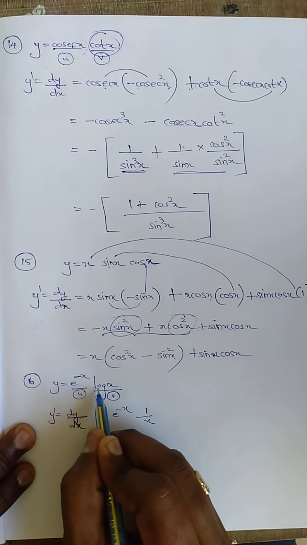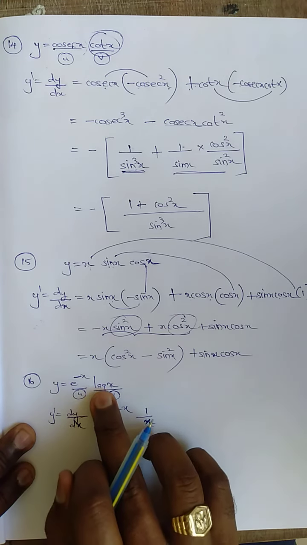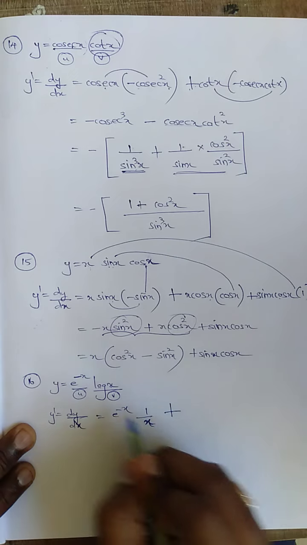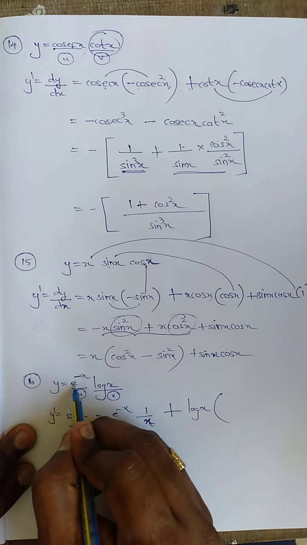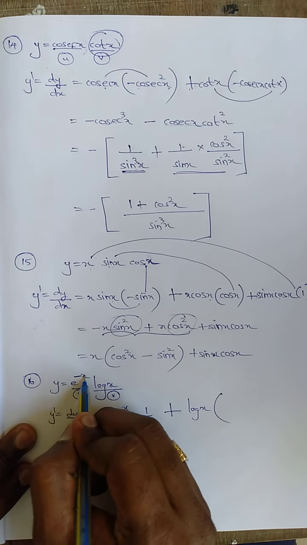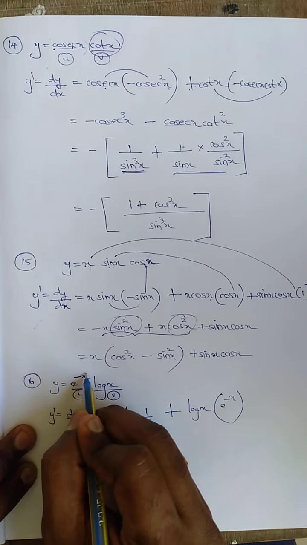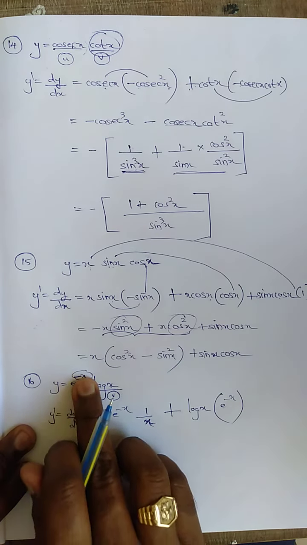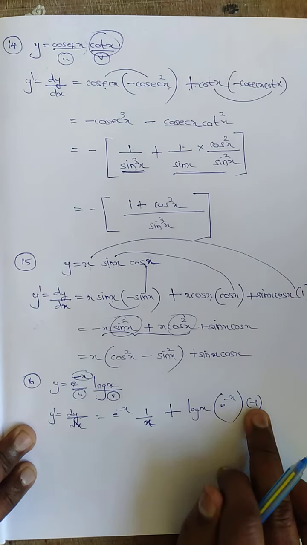Log x differentiate is 1 by x, this is a formula. Plus, now write log x as it is, log x. Now e power x differentiate is e power x, so e power minus x differentiate is e power minus x, but you need to see minus x is nothing but minus 1, x differentiate is 1, so you need to write minus 1.